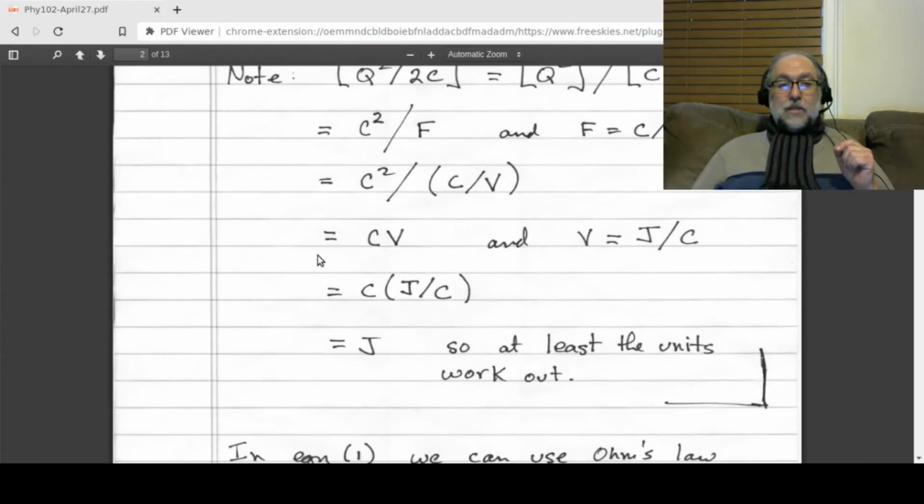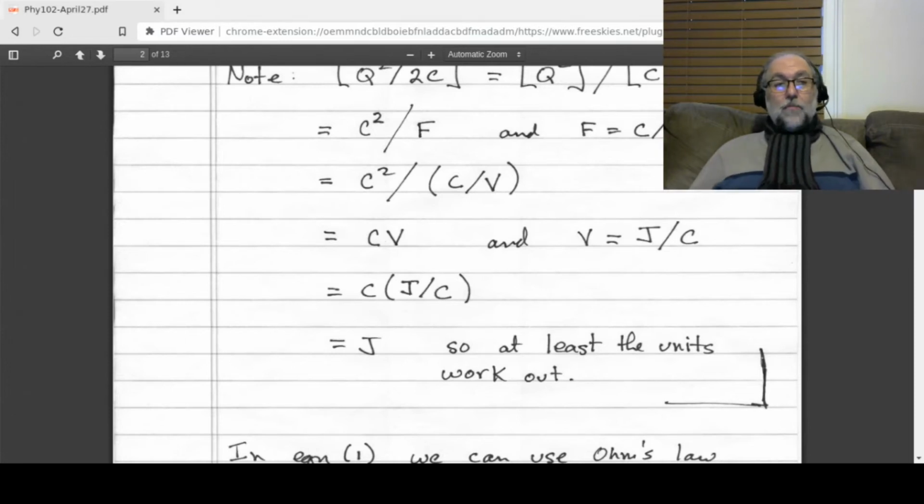Simplifying that, it gives you basically a Coulomb times a volt. But don't forget that a volt is a measure of potential, and potential is how much energy per unit charge. So a volt is a joule per coulomb. You can replace that volt by joule per coulomb. The coulombs cancel and you wind up with joules. And so you can see that the units do work out.